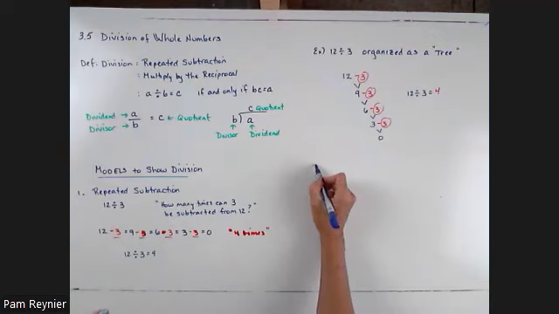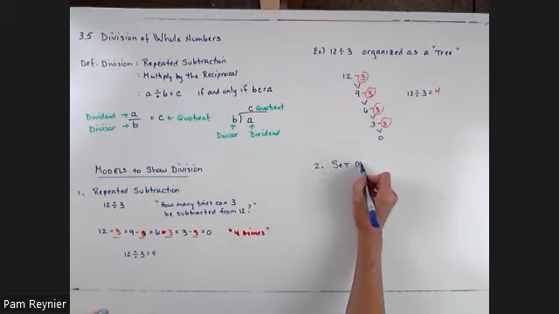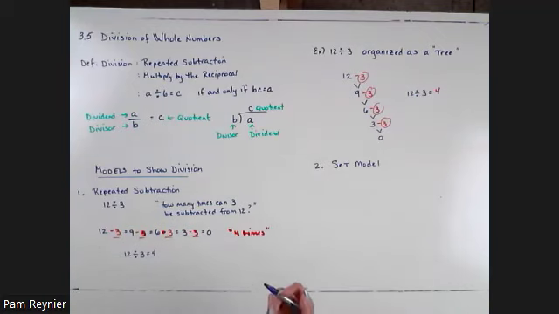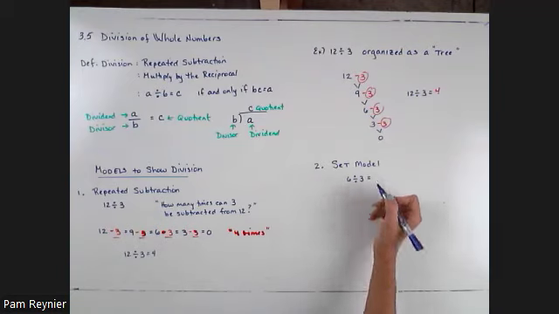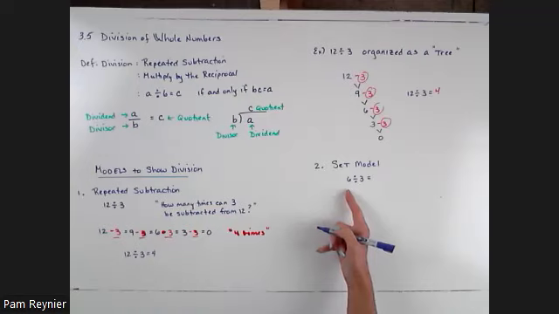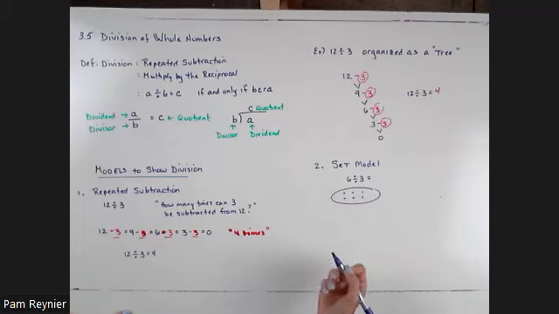Second method we're going to take a look at is what we mean by a set model. So I'm going to do it smaller this time so we don't have quite as many elements to put into our sets. So let's model 6 divided by 3 and see what we end up with. This means we're starting with 6 elements in our set. All right, so our set contains 1, 2, 3, 4, 5, 6.